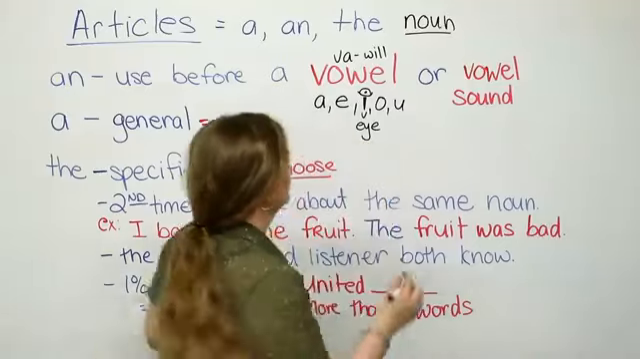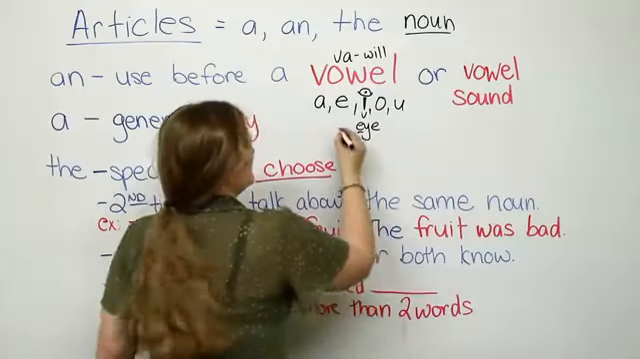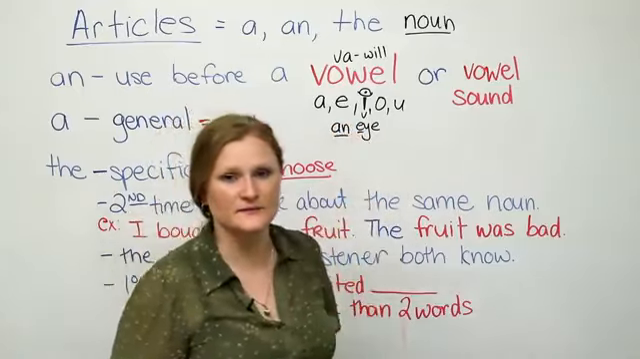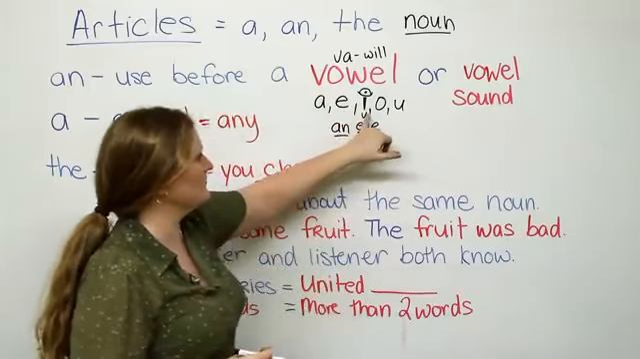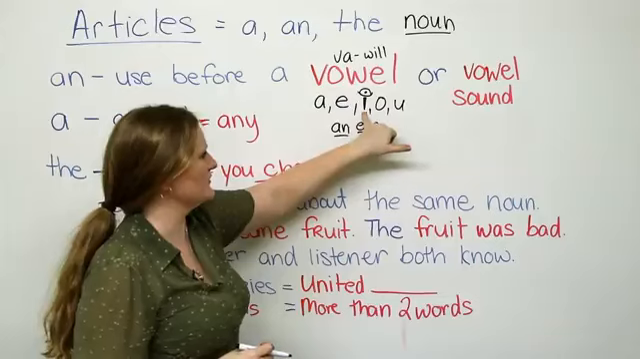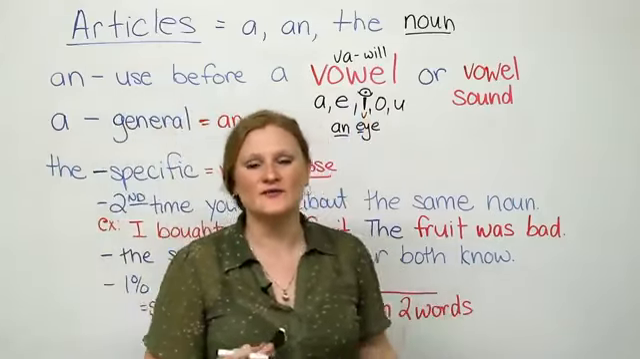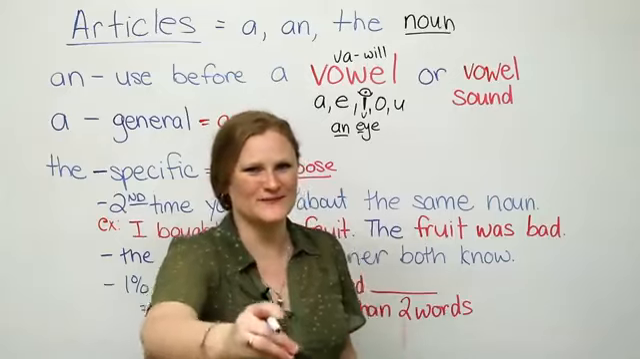For example, I. Oh, yay! We have to say an I, because the word I begins with a vowel. If the word begins with this letter I, for example, ice cream, yay! We have to say, I'd like an ice cream. Do you like ice cream?